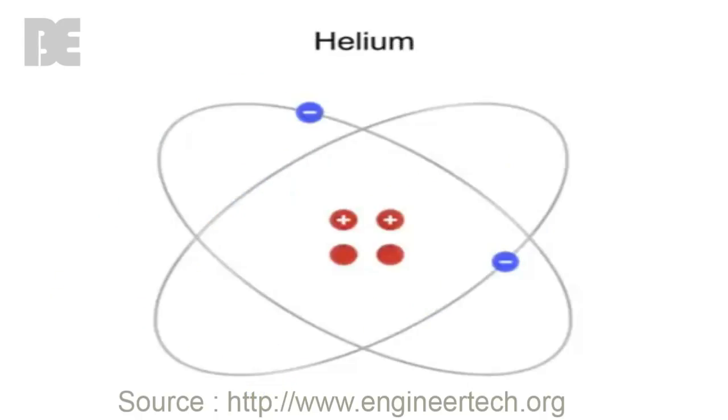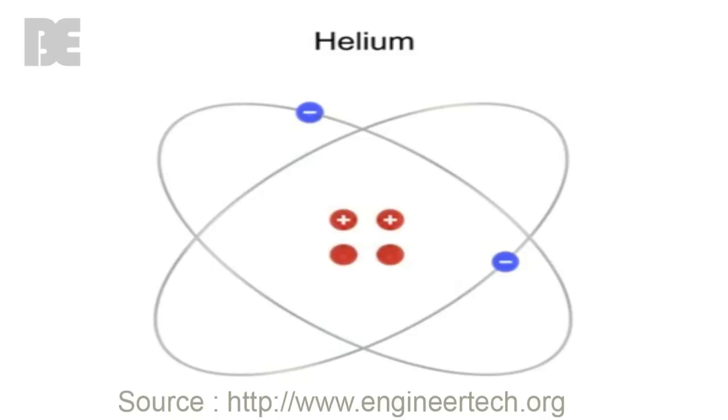Here we have a helium atom. Helium atoms consist of 2 protons, 2 neutrons, and 2 electrons. The nucleus at the center of the atom is made up of protons and neutrons. The nucleus is relatively small in relationship to the rest of the atom.